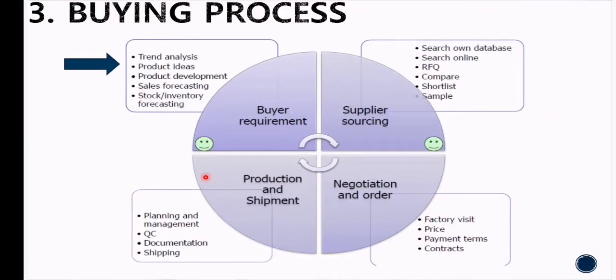When they do the buying. So we have 4 processes here. Okay, the first process is called the buyer requirements. Every buyer has some requirements, right?